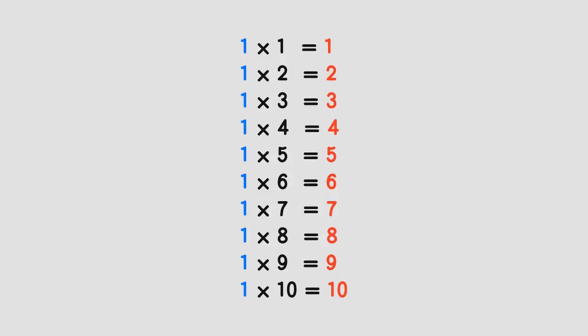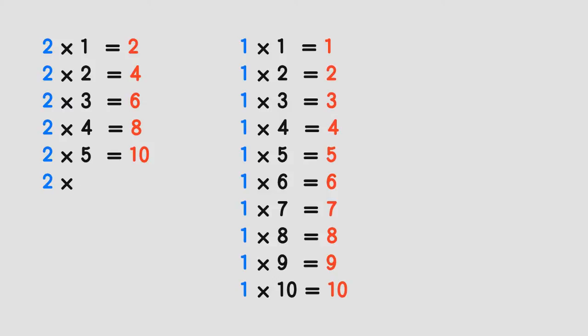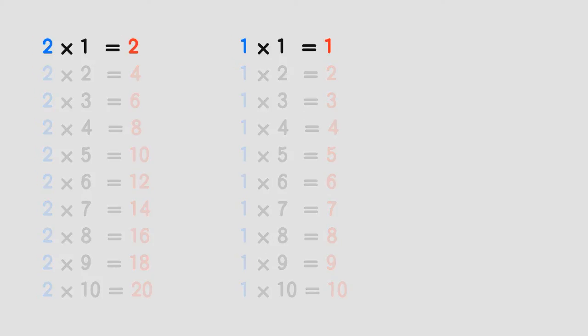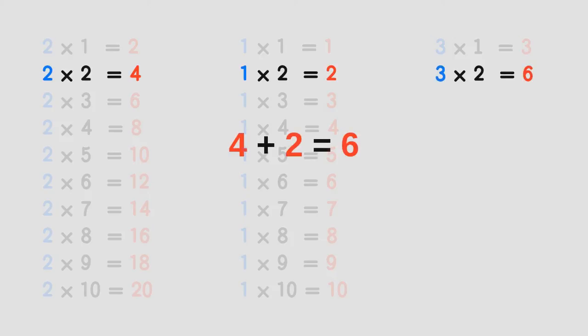Here's the multiplication table of 1. And here's the multiplication table of 2. If 2 times 1 is 2, and 1 times 1 is 1, then 3 times 1 must be 3, because 2 plus 1 is 3. If 2 times 2 is 4, and 1 times 2 is 2, 3 times 2 must be 6, because 4 plus 2 is 6.